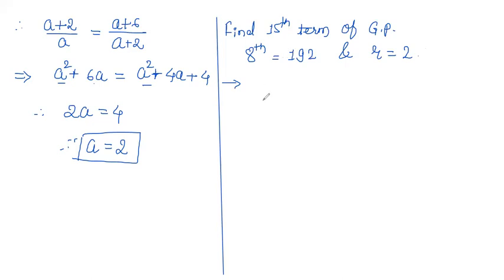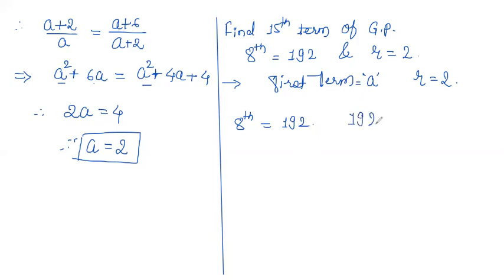आता पहिले फर्स्ट टर्म ऑफ जीपी काय कन्सिडर करतो आपण? फर्स्ट टर्म ऑफ जीपी, that is a. Okay, common ratio r, that is equal to 2. Eighth term, that is given 192. So here 192 is equal to a into 2 raised to 8 minus 1, that is 7. Therefore a is equal to 192 divided by 2 raised to 7. Okay, आता हे कॅल्क्युलेट करायची गरज नाही आपल्याला.